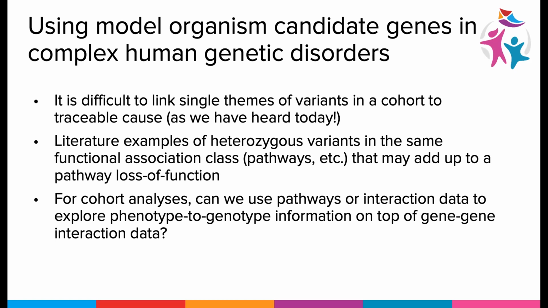There's usually a proportion of them that have de novo variants, but obviously not all of them. So there could be different combinations. For example, you could have heterozygous variants that are scattered across pathways or functional association classes or genes that work together that may add up to a pathway of loss of function that's been published before. And also for cohort analysis, how can we try to explore these complex diseases in a more comprehensive way? There's a bunch of different ways of doing that, and our idea was to try a different way.